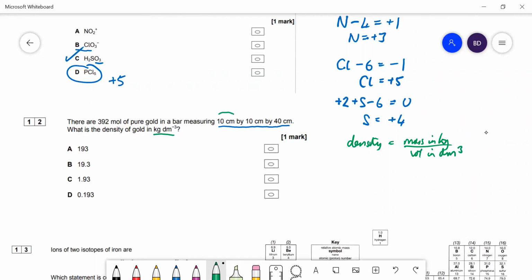Right, so we need to work out the volume of this gold block. So volume is equal to 10 centimeters by 10 by 40, which is equal to 4,000 centimeters cubed. And we need to convert it into dm cubed because that's the unit we're using in the density equation. That is equal to 4 dm cubed.